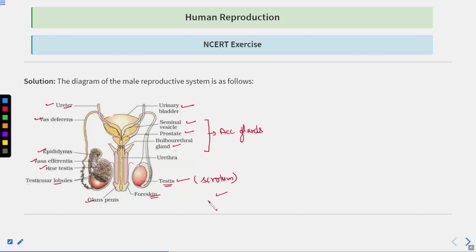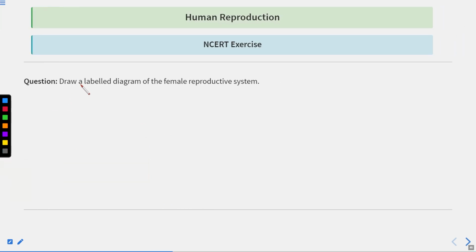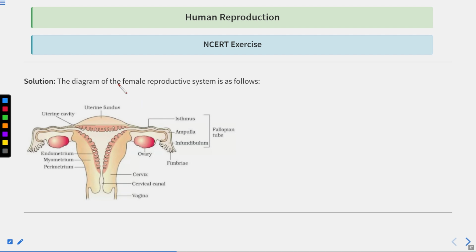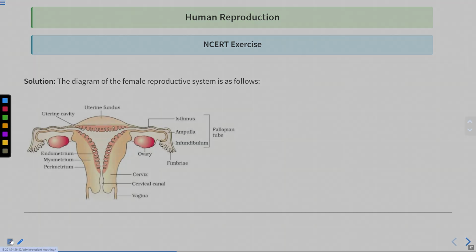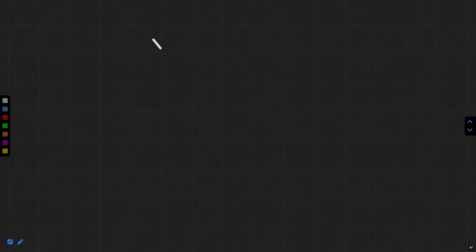Okay. Now let's move on to the next question. The next question is, again, you have to draw a labeled diagram of the female reproductive system. Clear? So this is how the female reproductive system looks like. So again, let's talk about the female reproductive system. It consists of what?